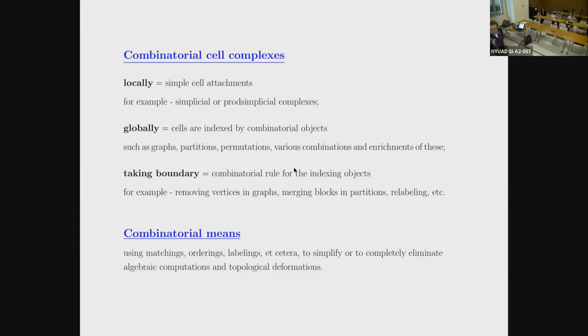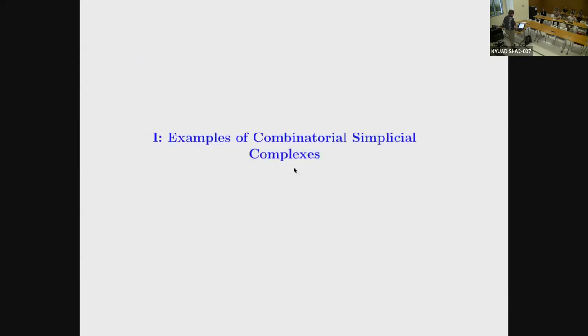But there are other combinatorial means, such as matchings, orderings, labelings, and so on, which help us to work with these complexes. So I have too many slides. I'll just browse through some of them, so don't worry about it. So, examples of combinatorial complexes. I'll talk for now about simplicial complexes.